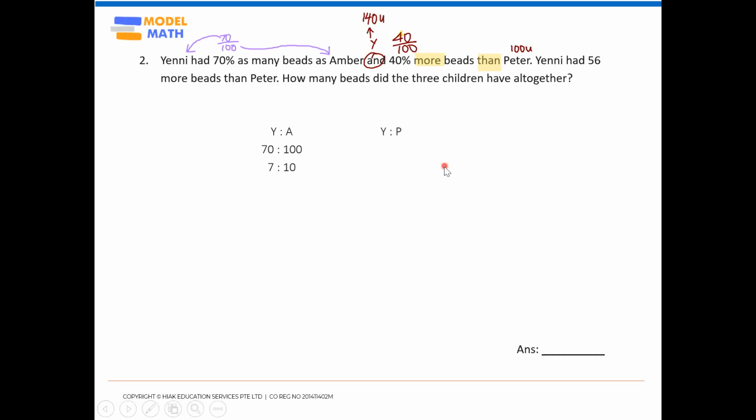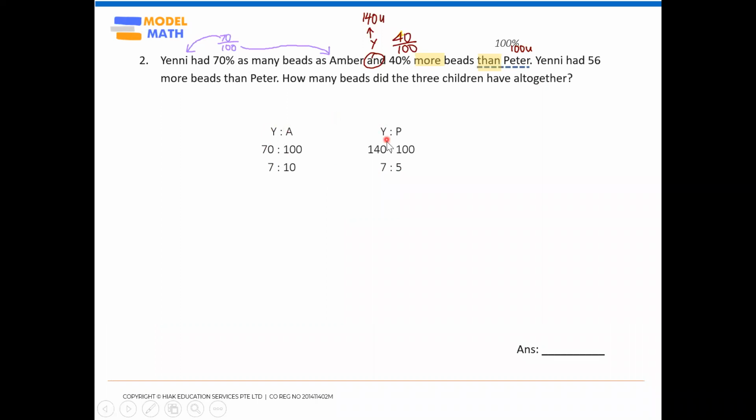So Yenny versus Peter ratio will be 140 to 100. Basically this is what I just explained. Simplify the ratio, 7:5. Always just go and simplify, it makes your life easier. Now, once you have recorded down your ratio, the next thing is to identify your common base. You have two ratios, you will most likely have a common base here. So what's the common base here?